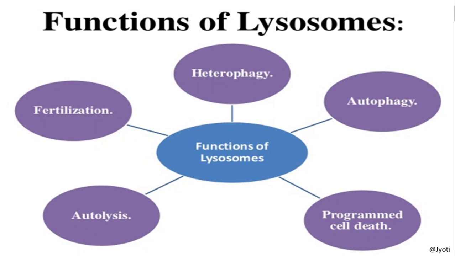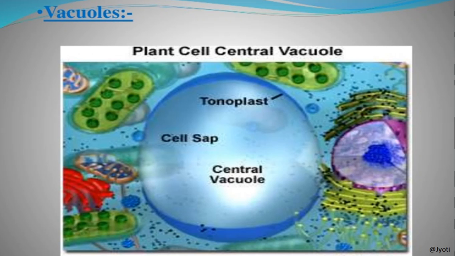Then fertilization, how it helps in fertilization. You know that in the head of the human sperm, the acrosome is present. That acrosome contains lysosome. The hydrolytic enzyme of the lysosome present in the acrosome of the sperm digests the egg membrane, hence it helps in fusion of the sperm and the egg and helps in fertilization. So these are some of the functions of lysosome.